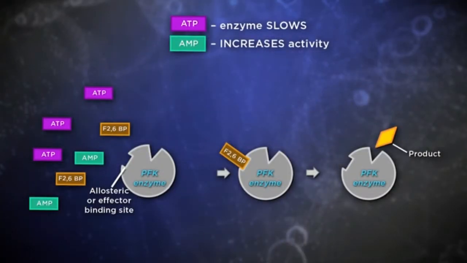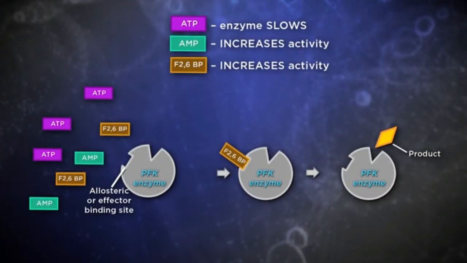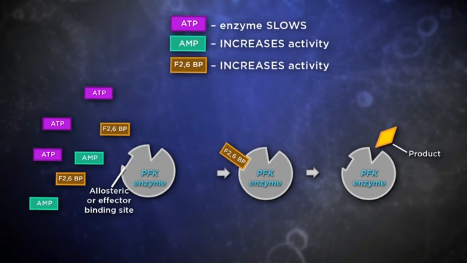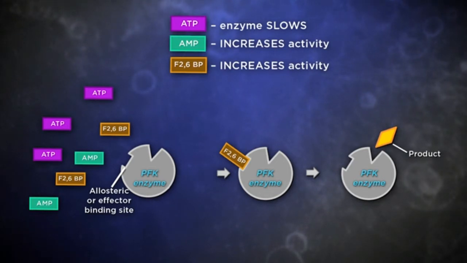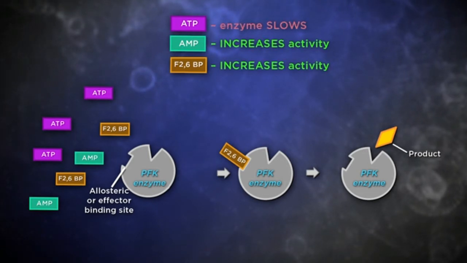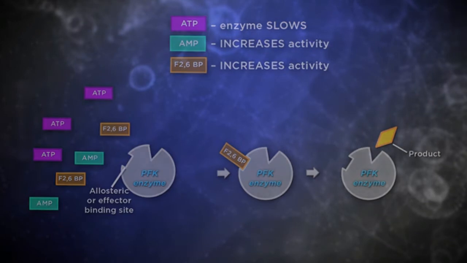F26BP is made by cells in response to insulin. Insulin stimulates cells to take up glucose following a meal. When this happens, they must run glycolysis to break it down. So F26BP increases PFK activity and speeds up glycolysis. In summary, PFK's enzyme activity has 2 accelerators and 1 brake to match the changing needs of cellular traffic.